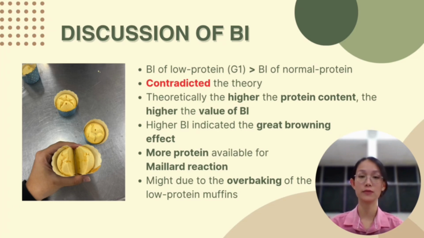This contradicted the theory. Theoretically, the higher the protein content, the higher the value of browning index. A higher browning index indicates a greater browning effect, since there is more protein available for the Maillard reaction. This result might be due to the overbaking of the low protein muffin.